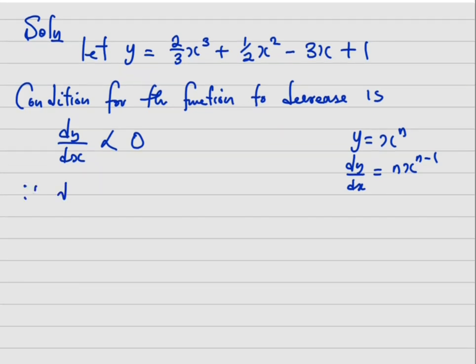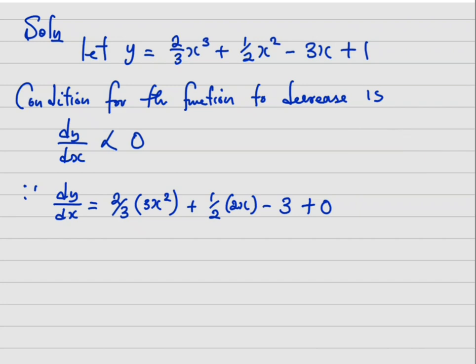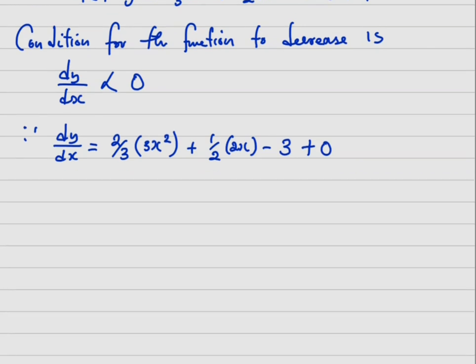Therefore, dy by dx will be equal to 2 over 3, then I differentiate x cubed, which is 3x squared, then plus 1 over 2, I'm going to have 2x here, then minus 3, the differential of 3x is 3, and the differential of 1 is 0. Since we have this, we can simplify further. The 3 goes with this 3, so we have 2x squared remaining. Then this 2 goes with this 2, we have plus x, then minus 3.